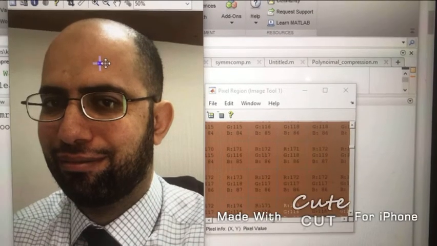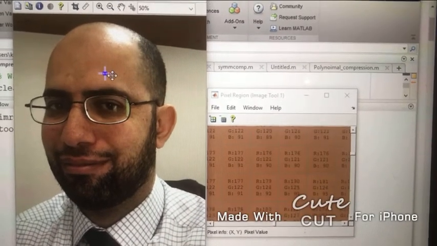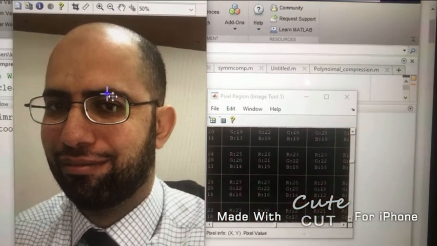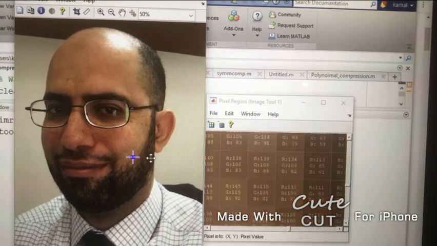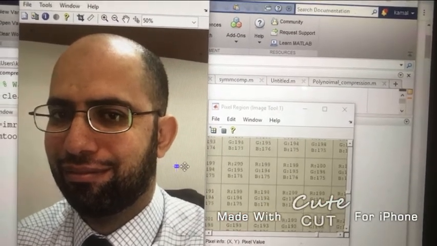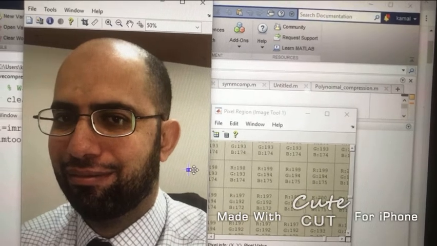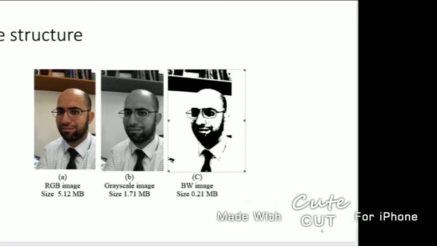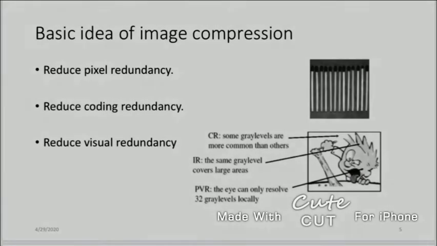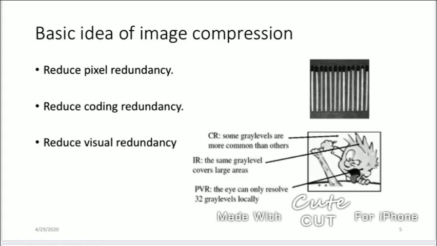Let me show you how a colored image looks like. If I just move the cursor over there, there are 3 numbers for each pixel. One of them represents the red layer, the other one represents the green layer, and the third one represents the blue layer. Now the size of the black and white image can be easily obtained if we just multiply the number of pixels in the horizontal direction by the number of pixels in the vertical direction. Size of a grayscale image is similar to black and white image multiplied by the number of bits used to represent each pixel. By the way, all image compression techniques are aiming to reduce redundancy.